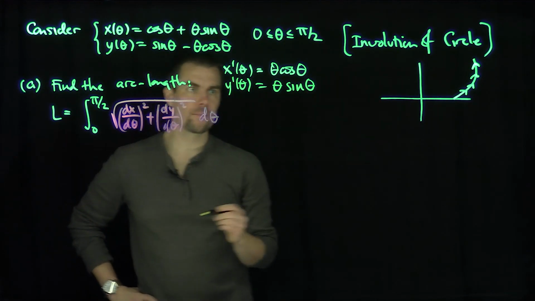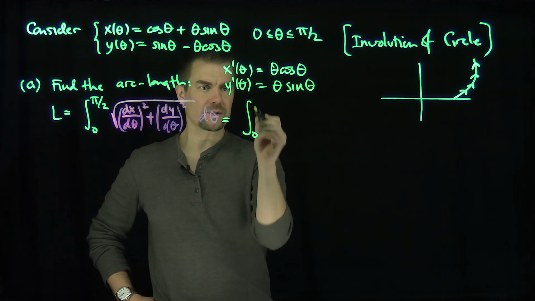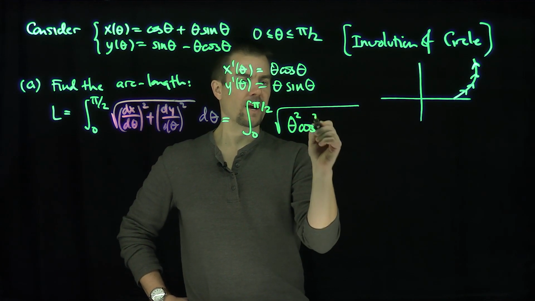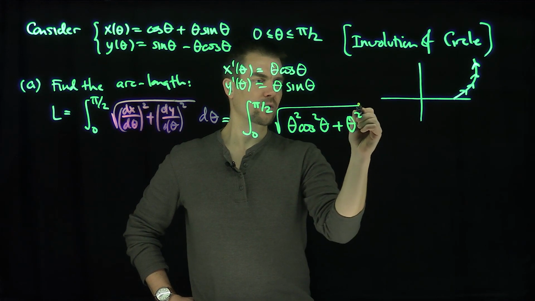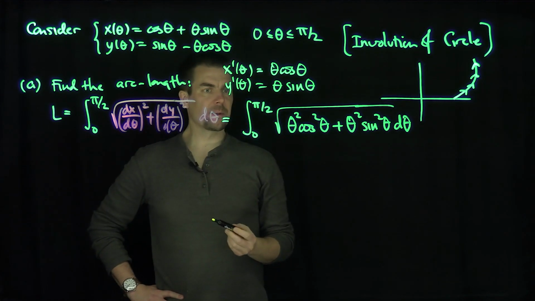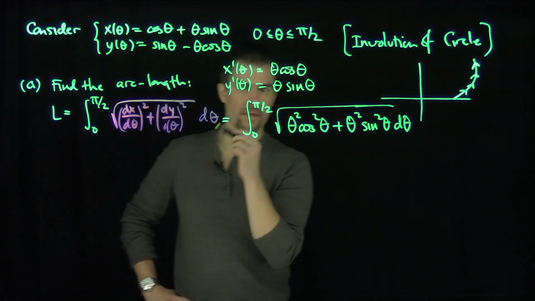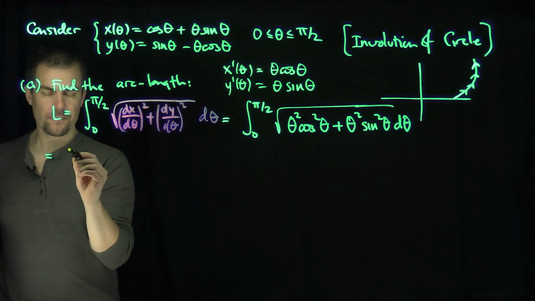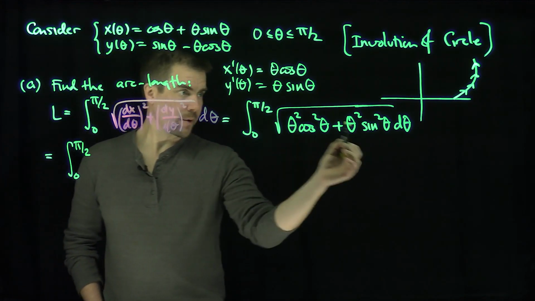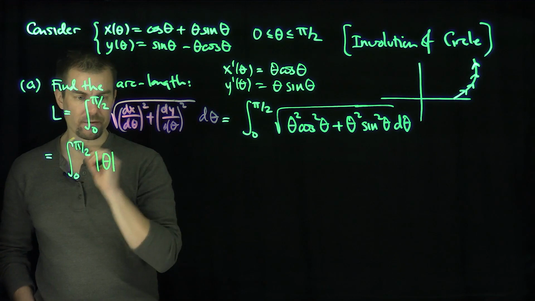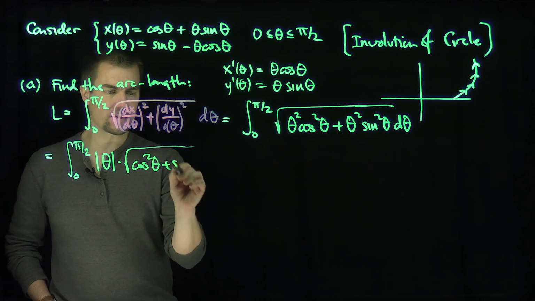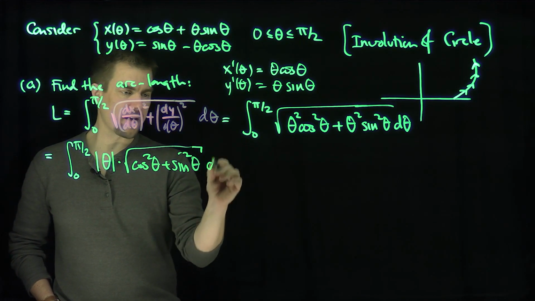Okay, so we can just fill these in now. This is going to be the integral from 0 to pi over 2 of the square root of theta squared cosine squared of theta plus theta squared sine squared of theta d theta. Now they both have a common factor of theta squared, so I can pull that out. So this is going to be the integral from 0 to pi over 2 of absolute value theta, which we can drop since theta is positive in this range. And what's left over is the square root of cosine squared of theta plus sine squared of theta. But we know from the Pythagorean identity that that is just equal to 1.